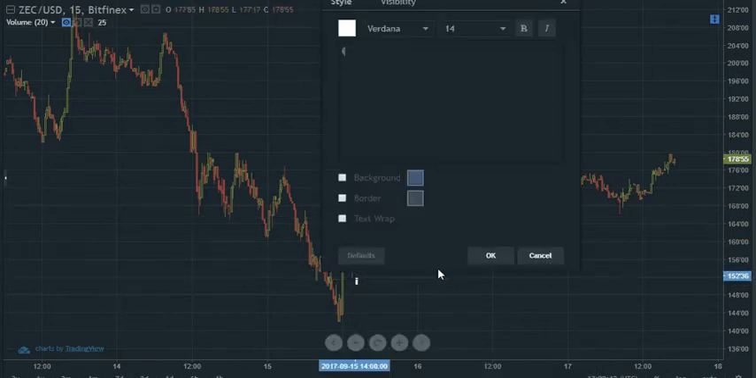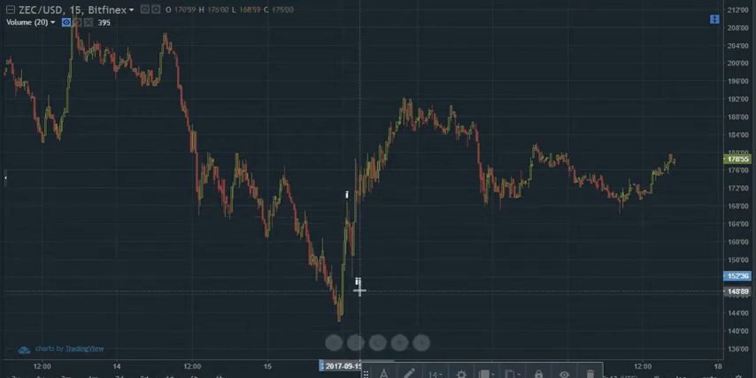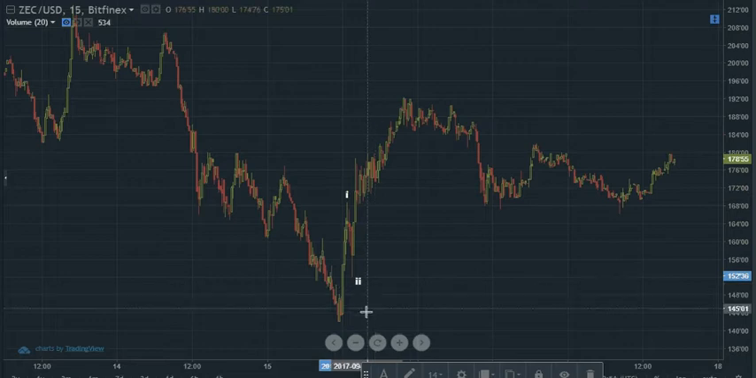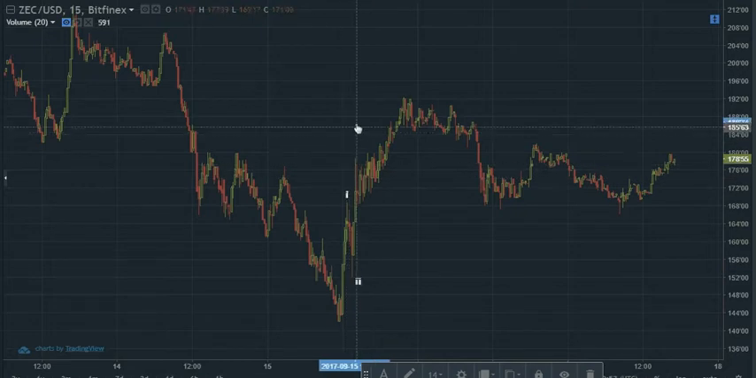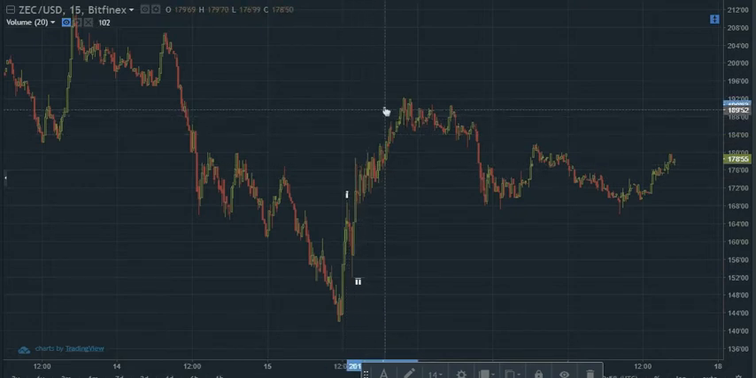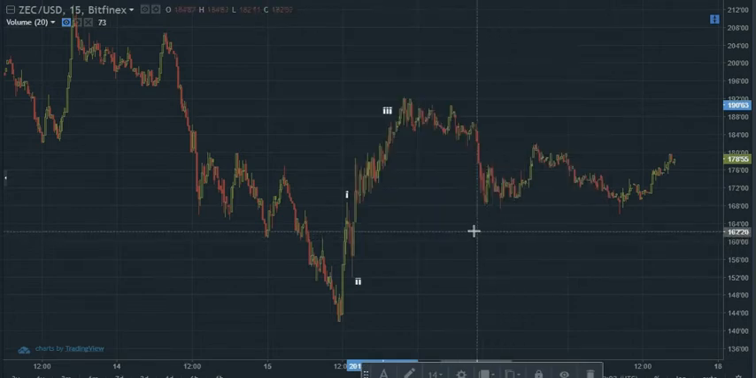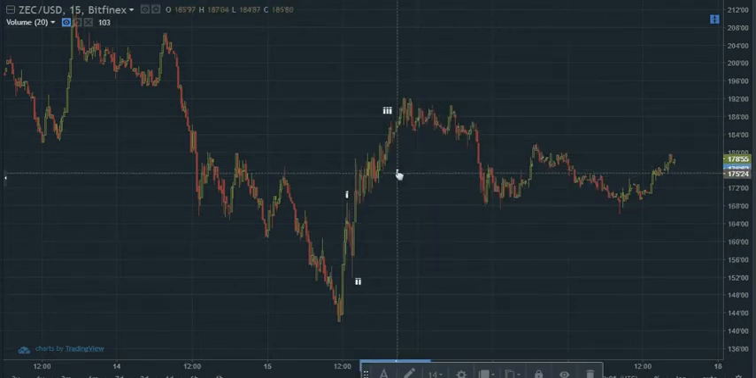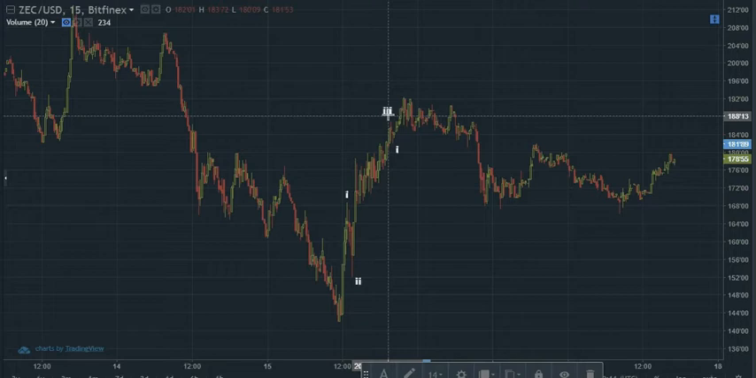So if I'm going to make this 1, 2. Wave 2 does not exceed the lows of wave 1, so it meets the requirement. 3 can be here. 4 will be positioned here. But is this really the best place to label 3 and 4?